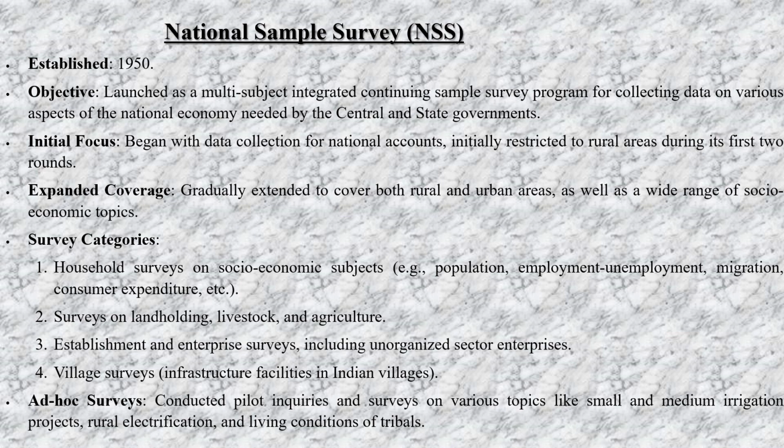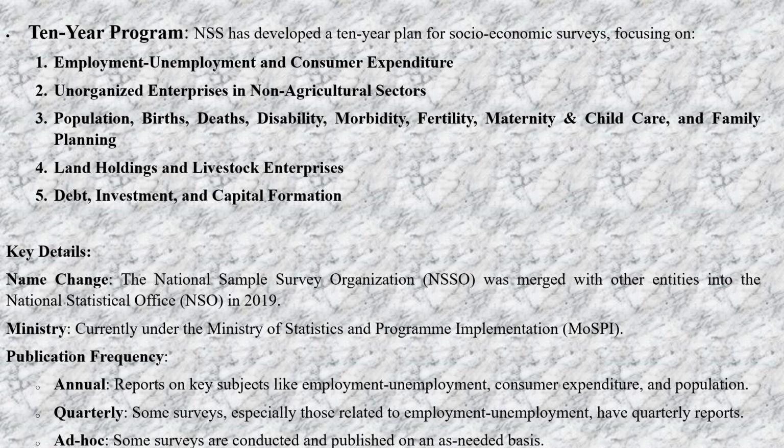Survey categories: 1. Household surveys on socioeconomic subjects, e.g., population, employment, unemployment, migration, consumer expenditure, etc. 2. Surveys on landholding, livestock, and agriculture. 3. Establishment and enterprise surveys, including unorganized sector enterprises. 4. Village surveys, infrastructure facilities in Indian villages. Ad hoc surveys, conducted pilot inquiries and surveys on various topics like small and medium irrigation projects, rural electrification, and living conditions of tribals.